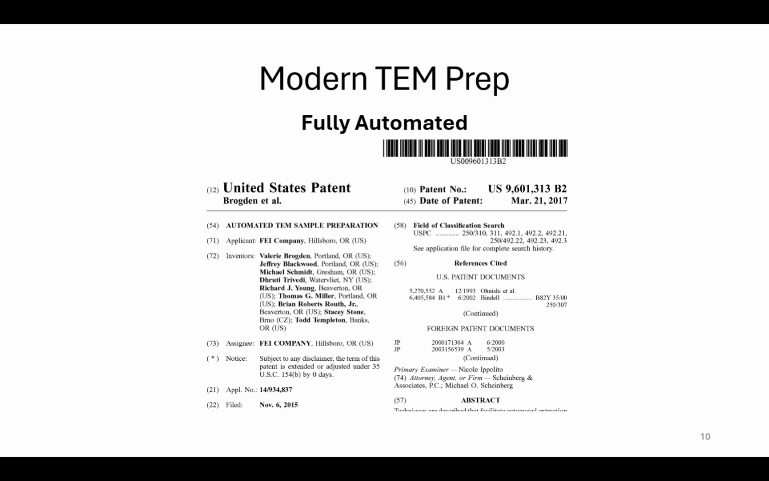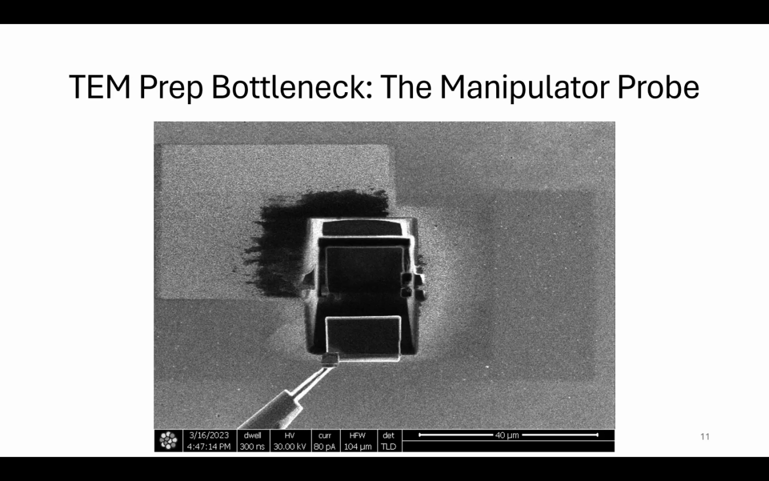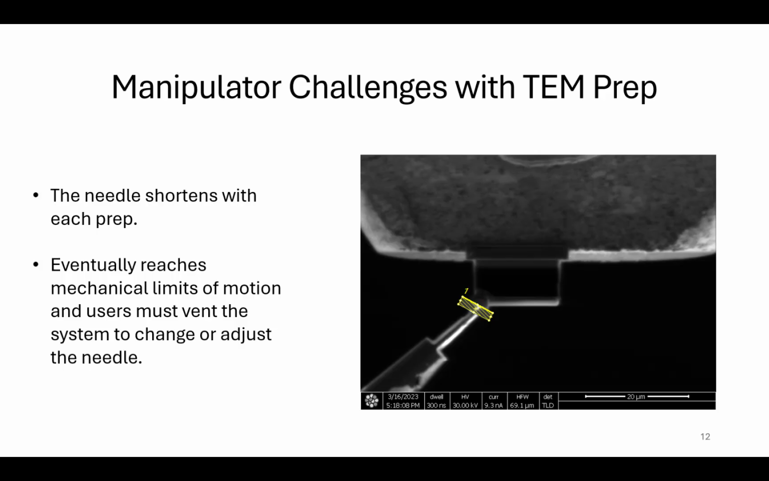So FEI was the first to patent this process back in 2017. And not to brag, but I was the lead engineer on this project and I'm the first author on this patent. So I spent a lot of time figuring out how to get TEM prep fully automated. I literally sat in a basement and did nothing but work on an automation script that chunks out samples and puts them on grids for about 3 years. And that is why I know that one of the biggest bottlenecks to increasing TEM prep throughput is the manipulator probe. So let's go through some of the challenges with the manipulator.